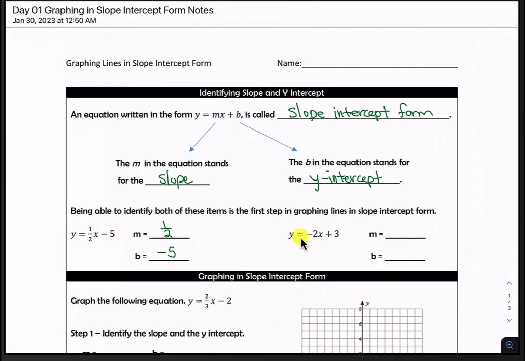All right, the next one we have y equals negative 2 times x plus 3. m is the number in front of the x, or the number multiplying the x. That's negative 2. And b is what's being added after the x. That is the positive 3.